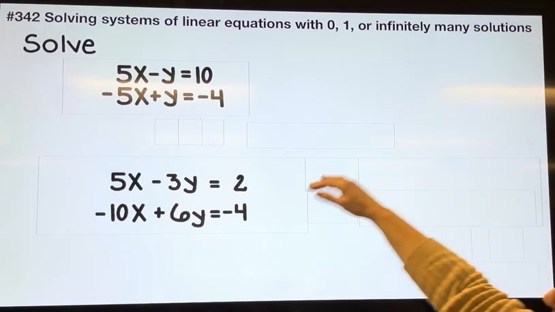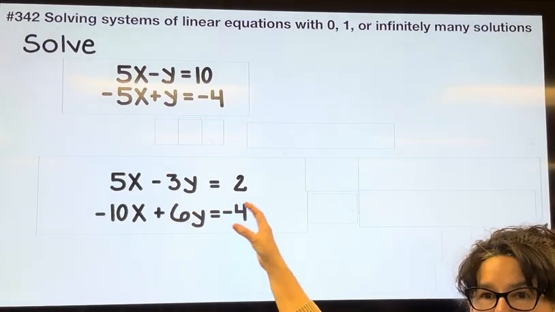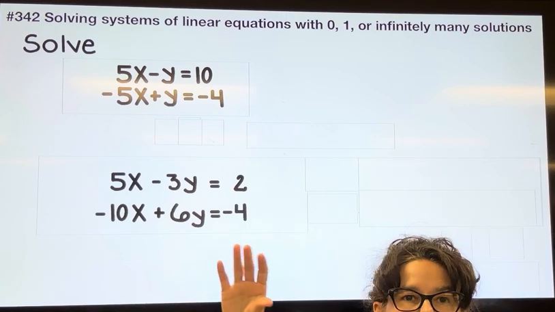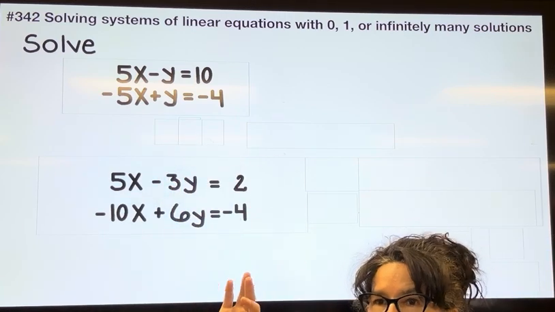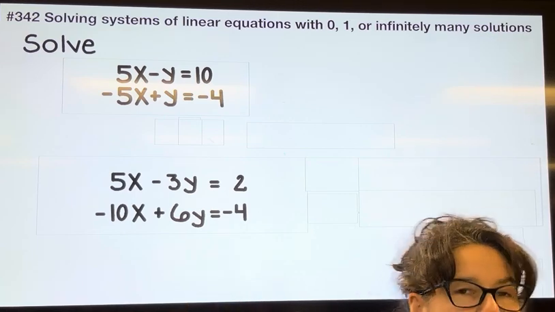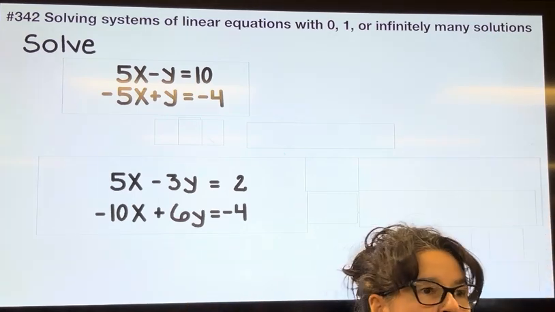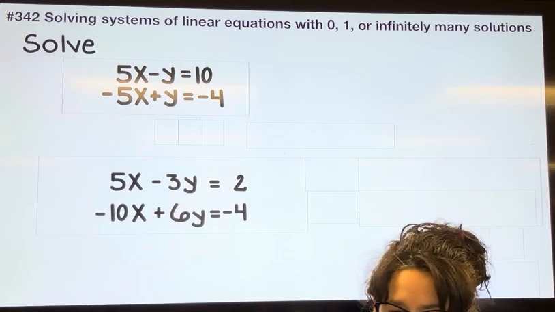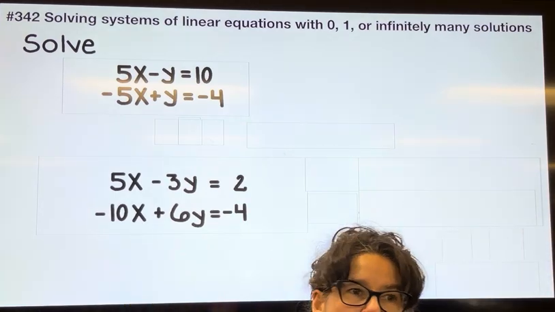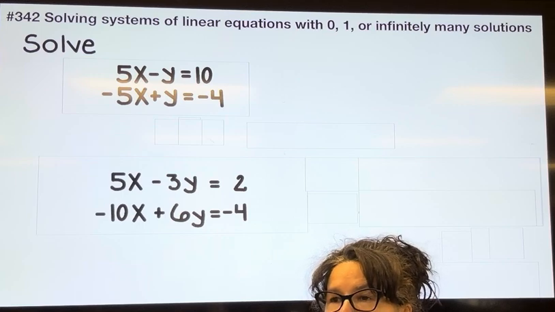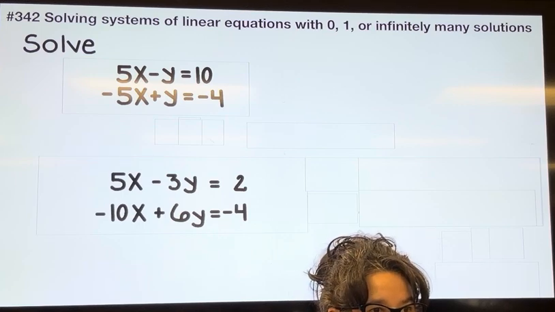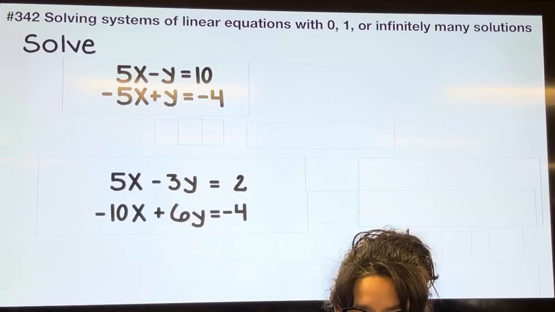We're going to solve both of these equations using elimination, which means we need like 5x and negative 5x, or 10y and negative 10y. We want opposites, but something is going to go wrong. And when it goes wrong, it's a special case. The answer is either going to be infinitely many solutions or no solution.